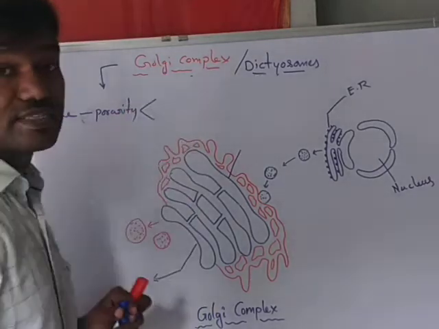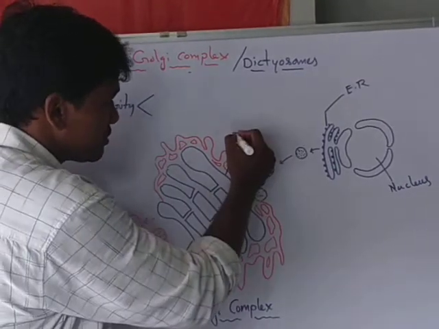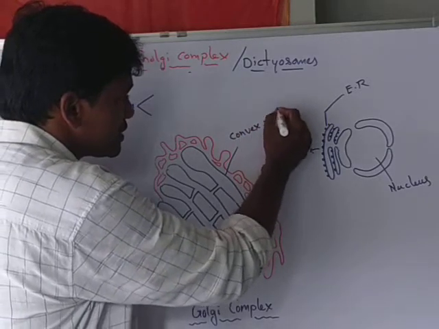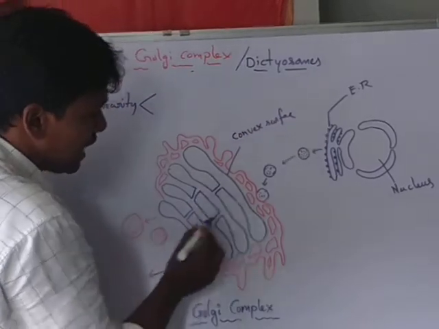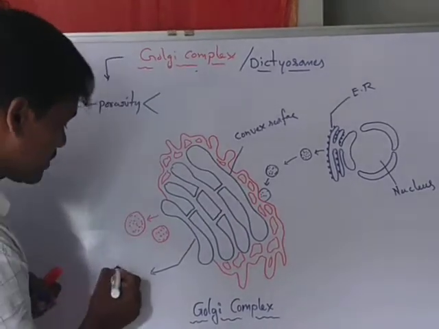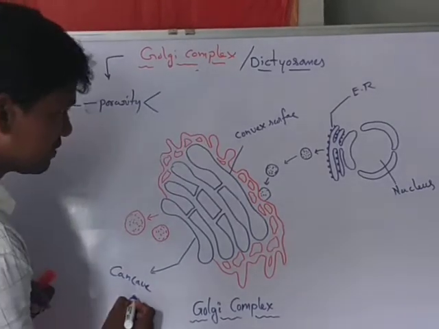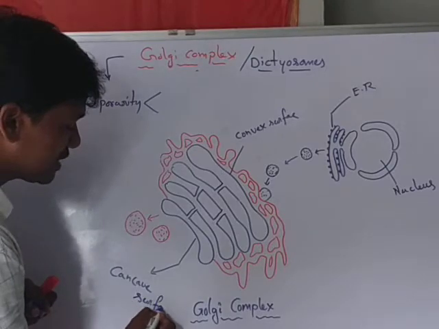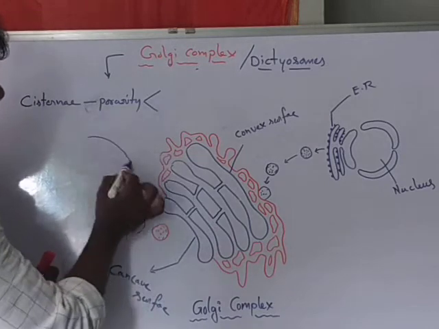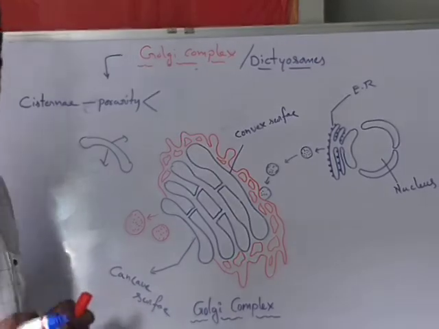One is the convex surface and the other is the concave surface. Here we see this one is the convex and this is the concave surface.